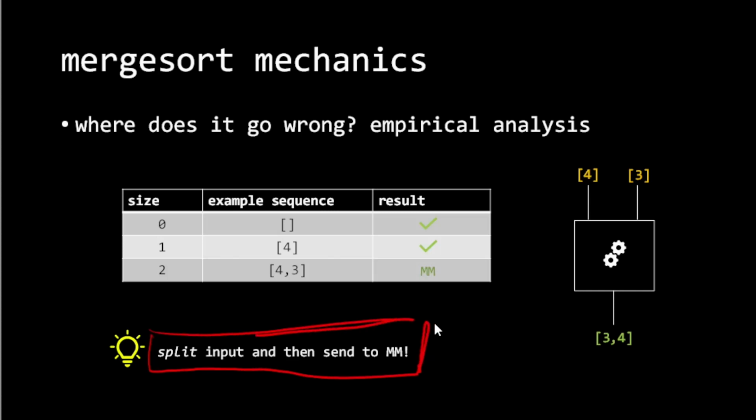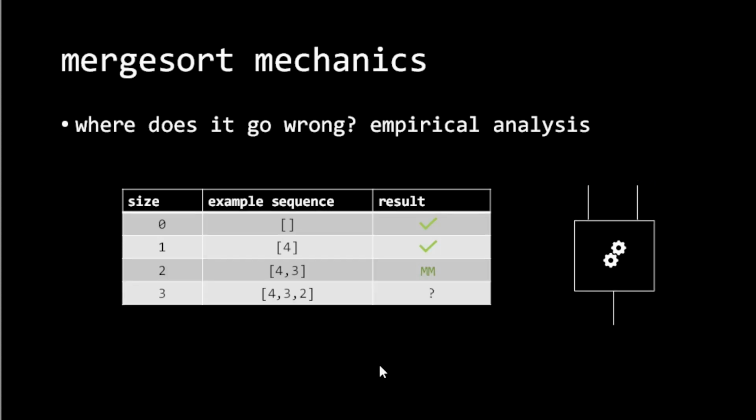So does this work for every input size? Let's say I had another sequence I wanted to sort, 4, 3, and 2. Can I use this same idea? Well, it turns out not really. How would I do it? Maybe you split at the 4, and then you send in a list with just the 4, and then a list with 3, 2, but this doesn't work, remember, because this right sequence is not sorted.